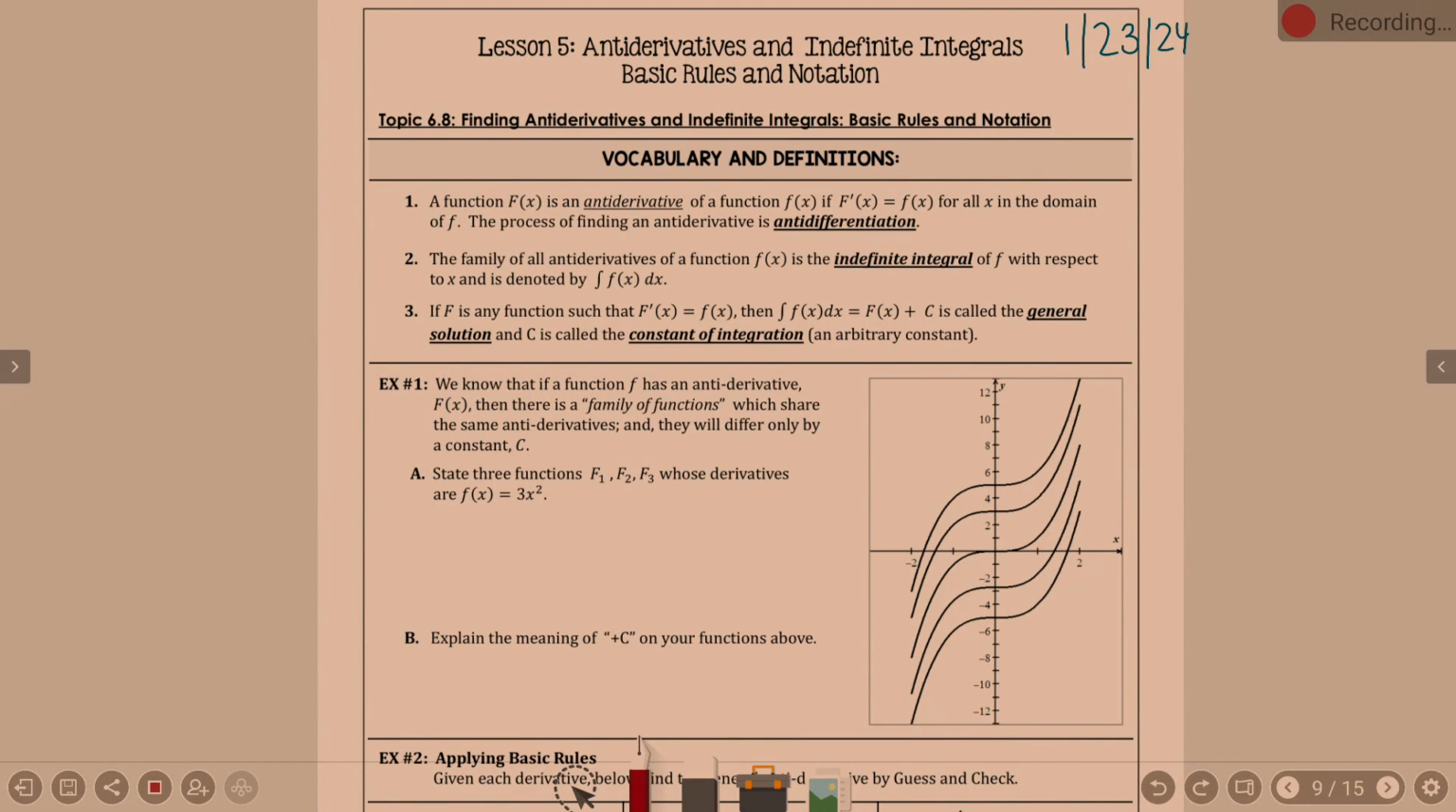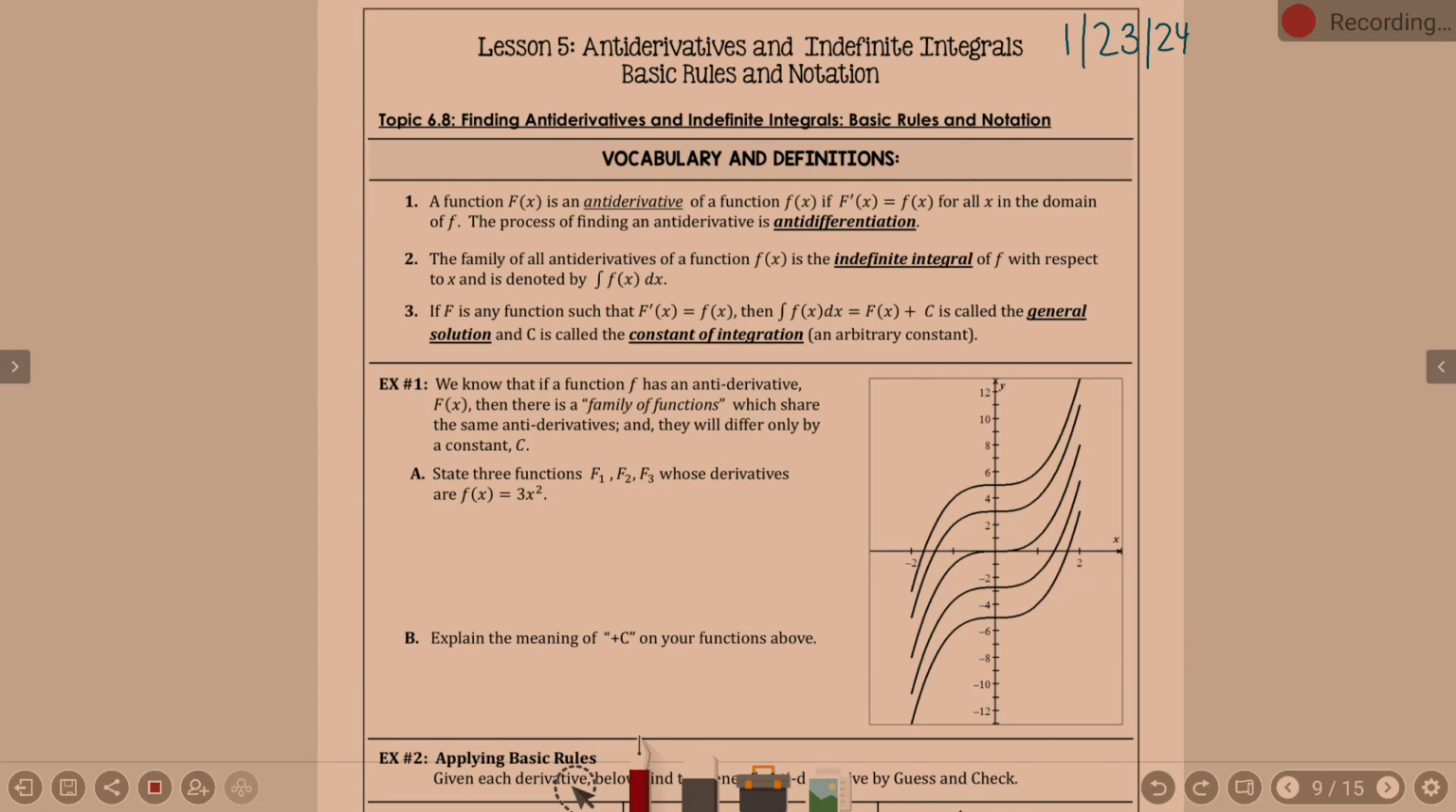Lesson 6.5, Antiderivatives and Indefinite Integrals, Basic Rules and Notation. So we get to start learning some of our rules for integrating, and we focus more here on the indefinite integrals.